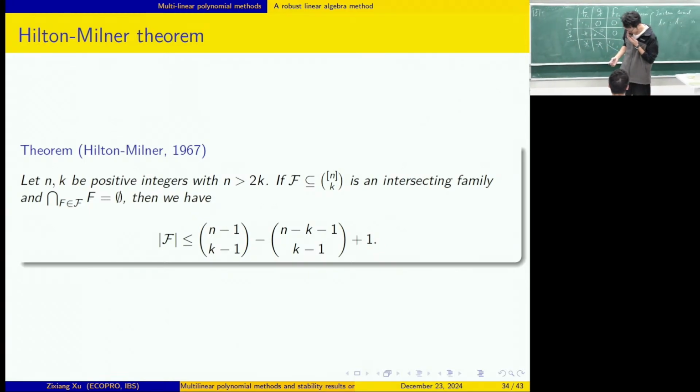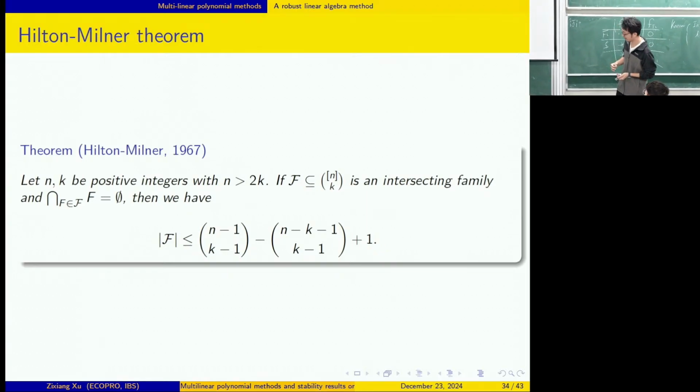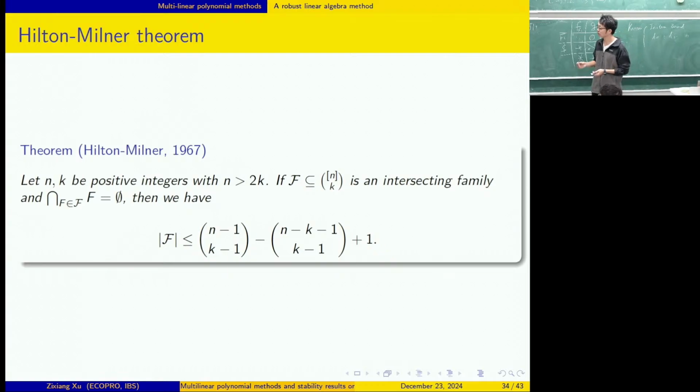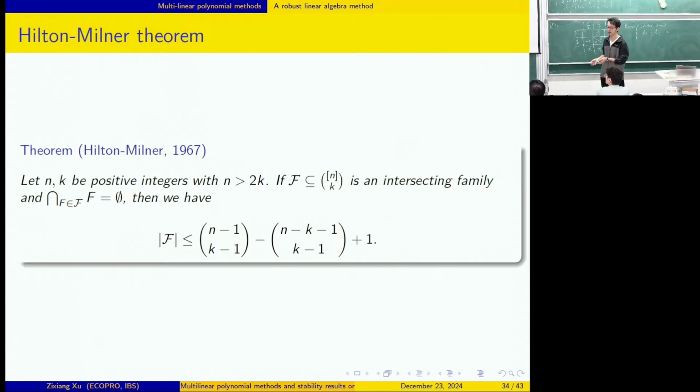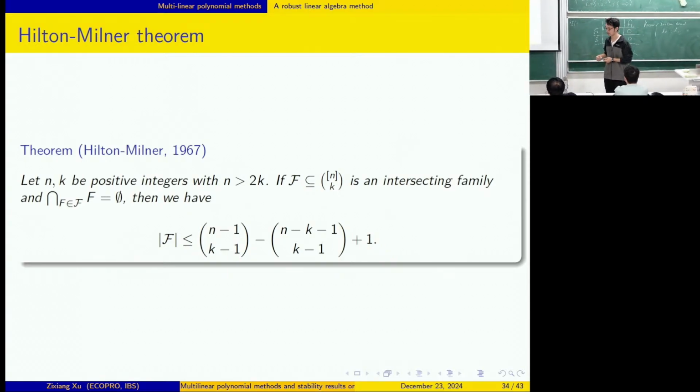During the past 2 years, I sometimes thought about how to give an algebraic proof of the Hilton-Milner theorem. The Hilton-Milner theorem states that if a k-uniform intersecting family is not a star, not trivially intersecting, then its size is significantly smaller than the size of the star.